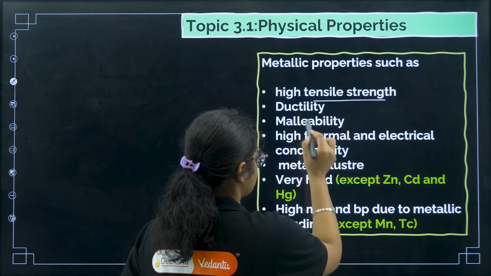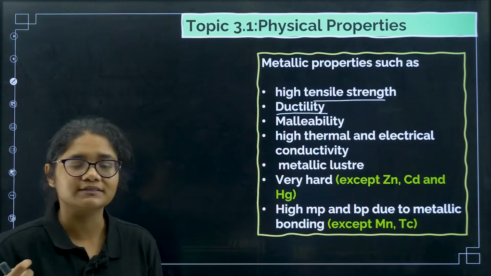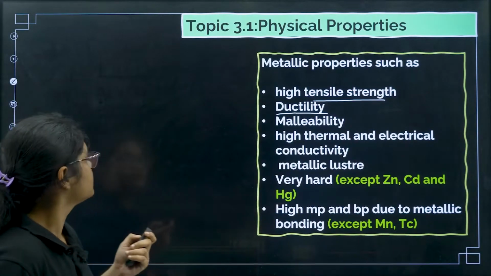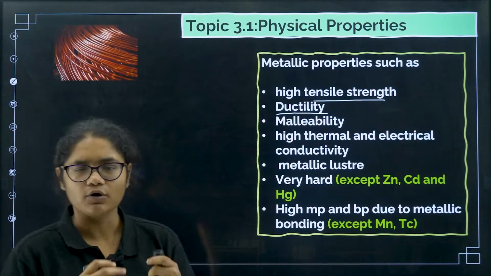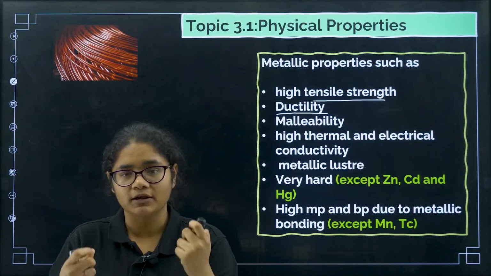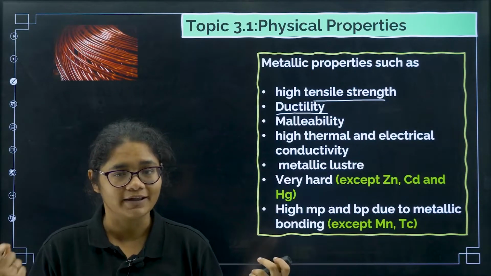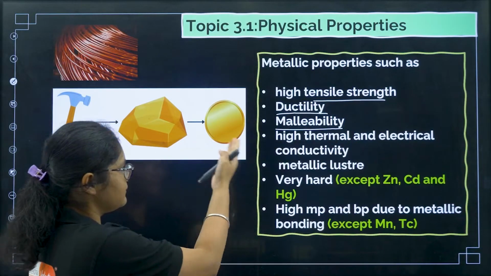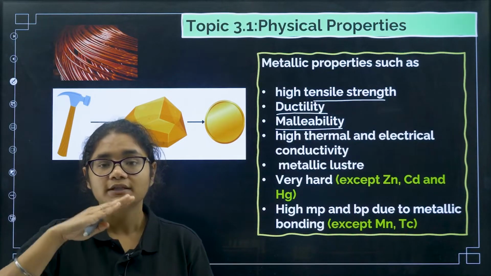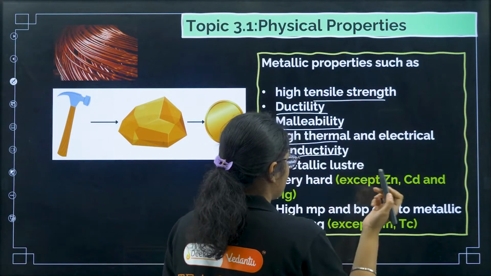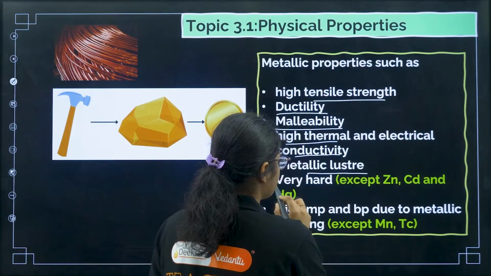High tensile strength and ductility. Ductility means converting metals into thin wires. You might have seen copper wires, everybody would have seen them. This property of metals to be converted into thin wires is called ductility. Then we have malleability. Malleability means metals can be converted into thin sheets. Next, high thermal and electrical conductivity, and metallic luster.